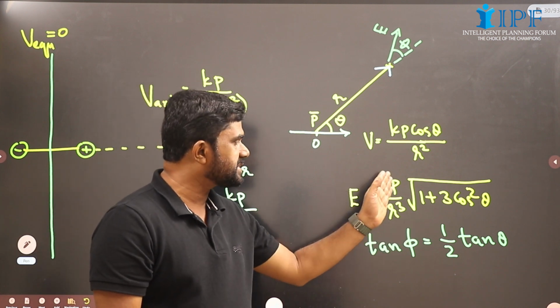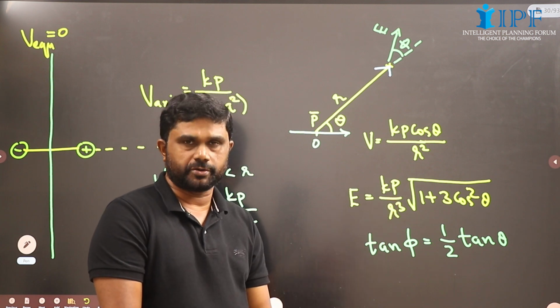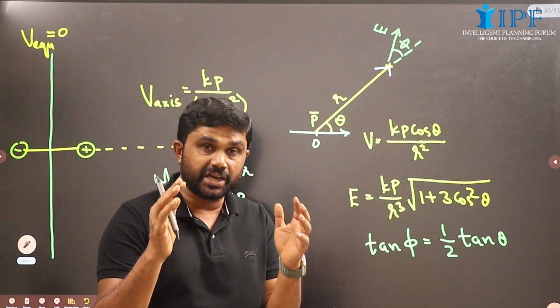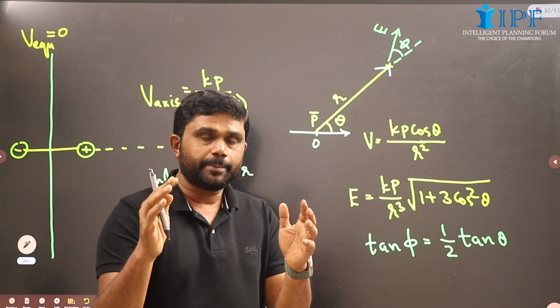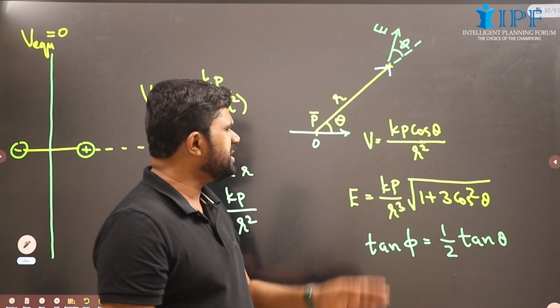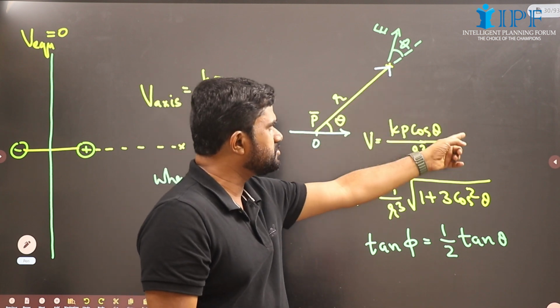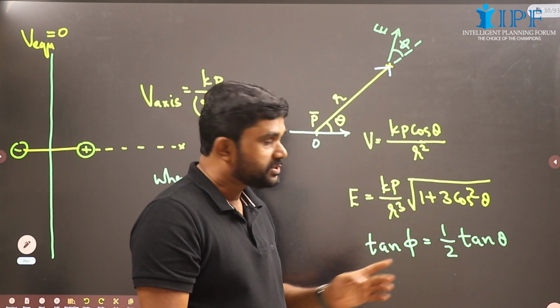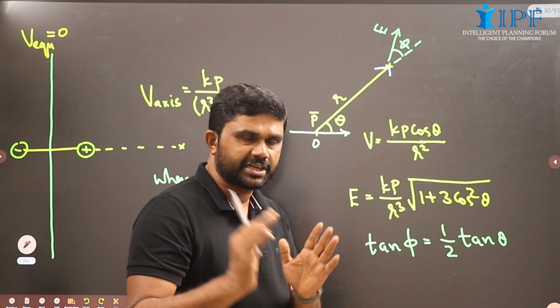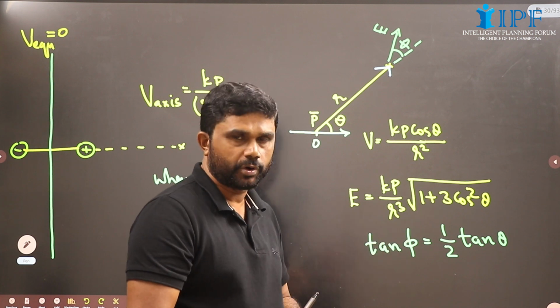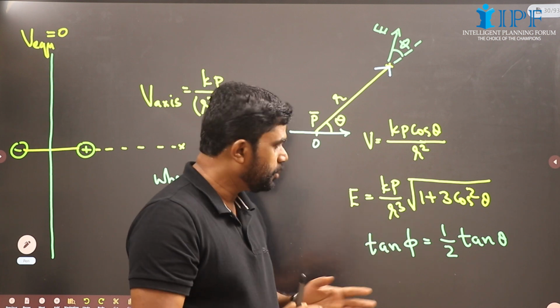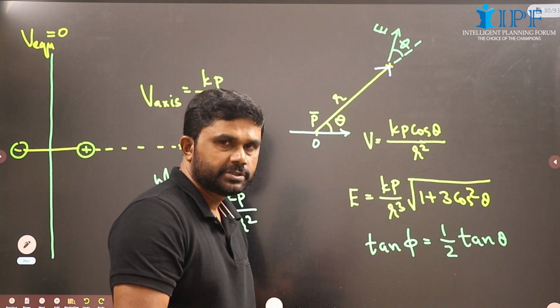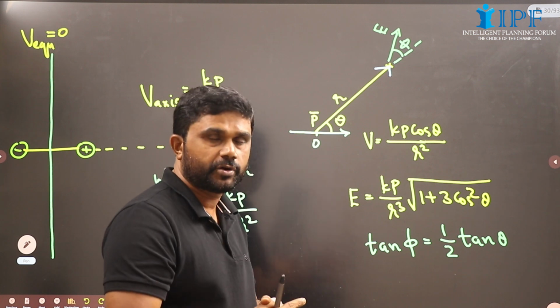And E equals Kp by r cube times the square root of 1 plus 3 cos square theta. Suppose we want to find the field intensity at a point on the axis. Then theta will be 0, and cos 0 will be 1. 3 into cos square 0 means 3 into 1, that is 3. 3 plus 1 will be 4, and the square root of that is 2, so the field is 2 Kp by r cube. That is the result that we have got earlier.